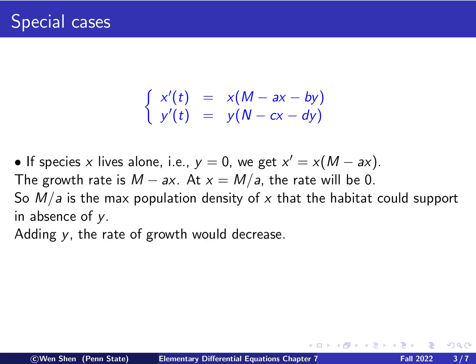If we now introduce a second species into the habitat, we add y into it, how would the existence of y affect the growth of the x? Well, naturally, the rate of growth would decrease if y is existing. And how strongly it affects the x population will be represented by this constant b. So we have this negative by term in the equation for x prime.